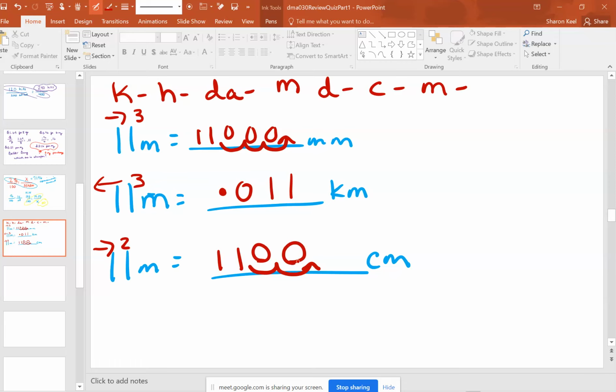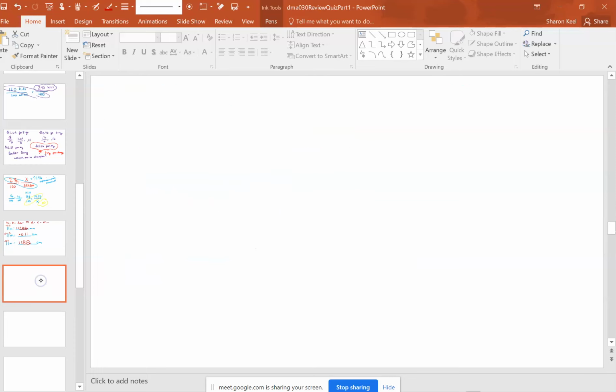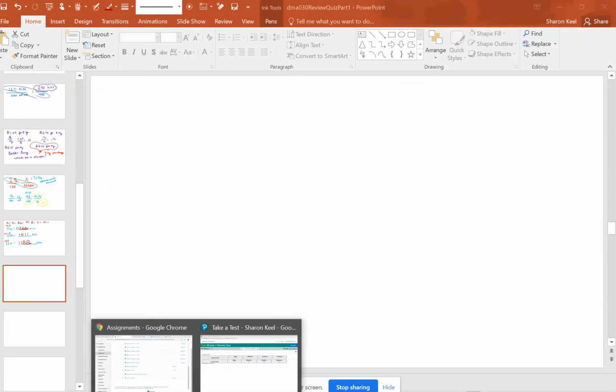Then go back to your chart and key in those values. I would set them up as separate problems. That just makes it a little bit easier for you.